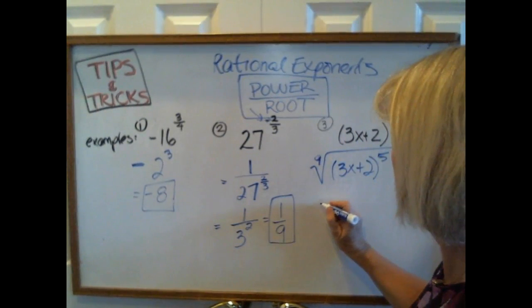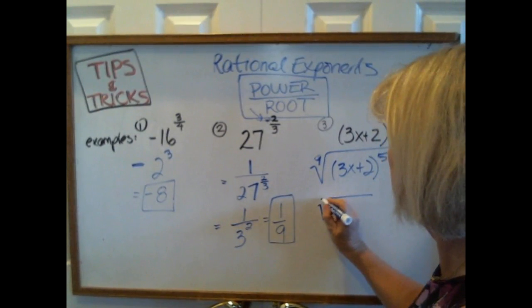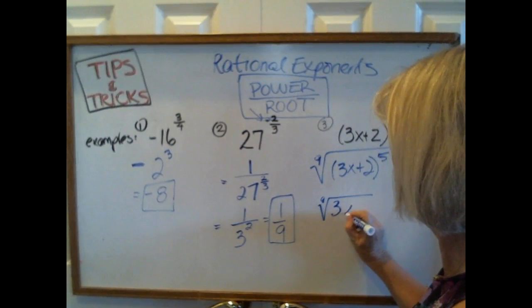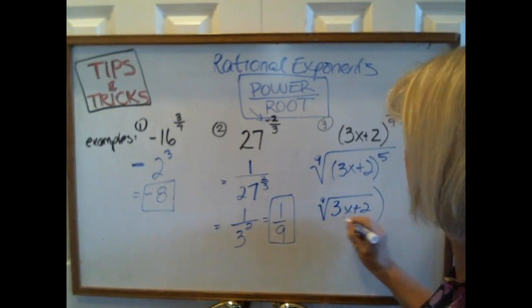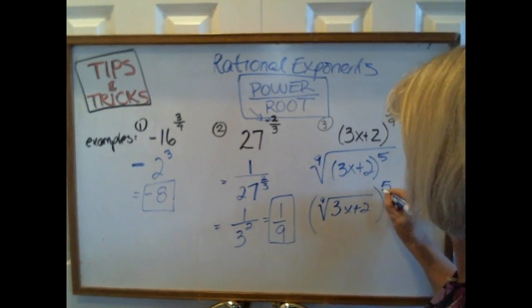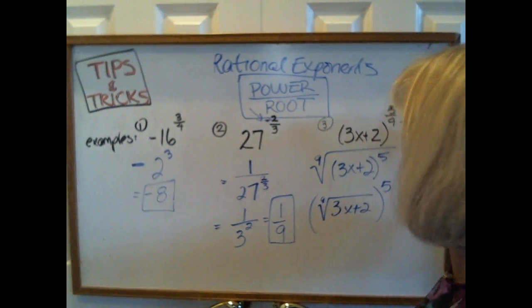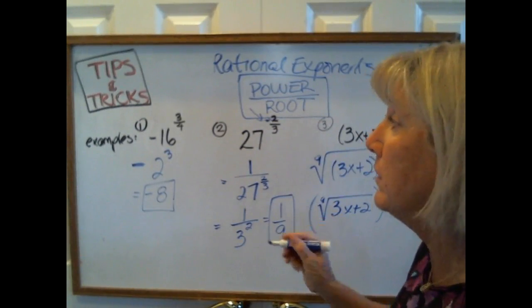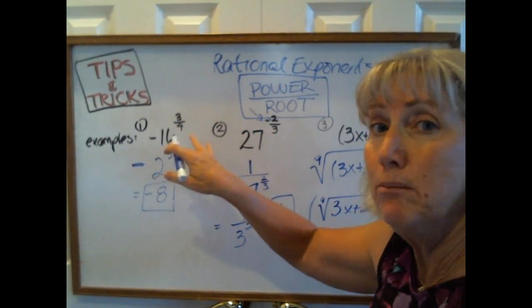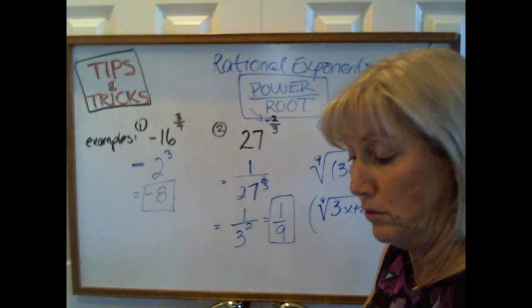The other way we can do this is the 9th root of 3x plus 2 and take that whole thing to the 5th power. So these can be done in any order. If you're actually simplifying numbers, you want to do the root first.